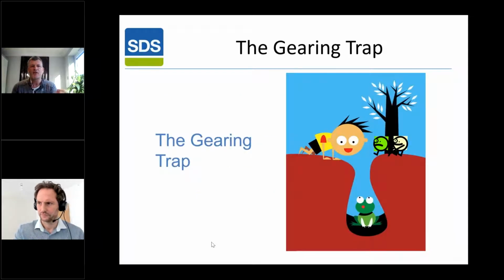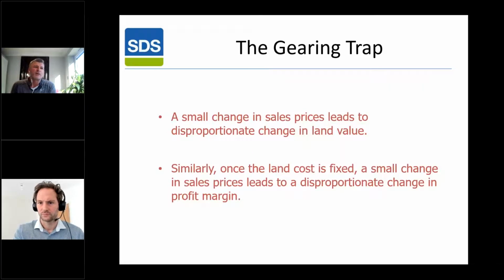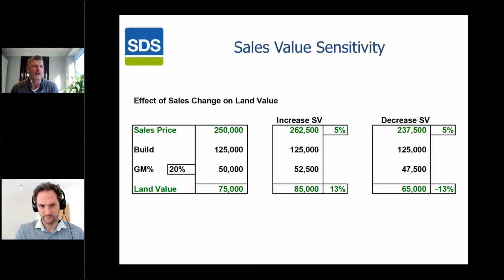And the gearing trap is obviously what you get stuck in. You see here the little frog falling down the hole. But anyway, a small change in sales price leads to a disproportionate change in value of land. And similarly, if the land price is fixed, then a small change in sales price has a disproportionate effect on our profit. That's what slides. This example I've got next shows that quite nicely.